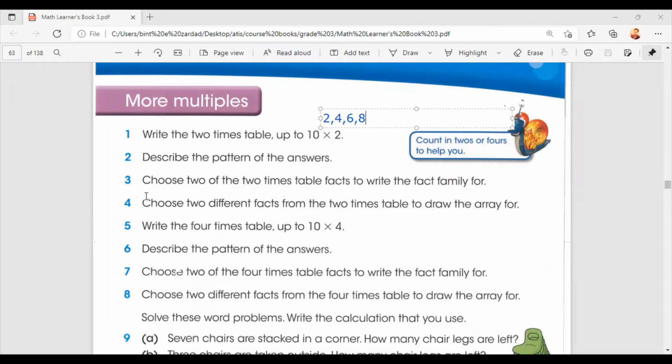Choose 2 different fact families from the 2 times table, for example 2 multiplied by 4 and 2 multiplied by 8. We can use any numbers for multiplication. After this, write the 4 times table, same as questions 1, 2, 3, 4, and questions 5, 6, 7, but using the table of 4.